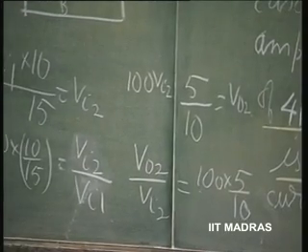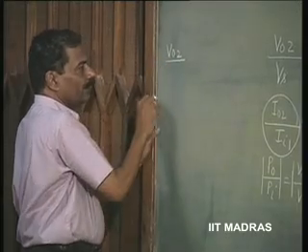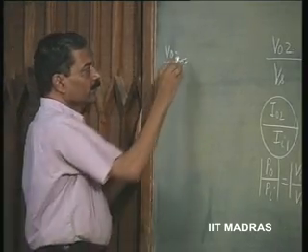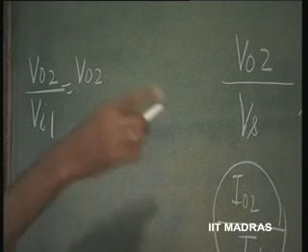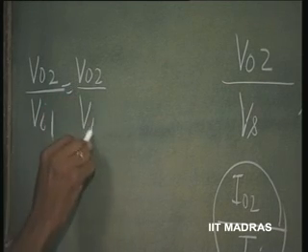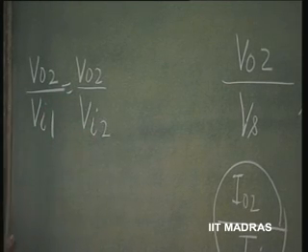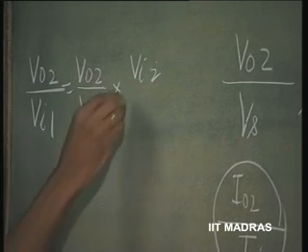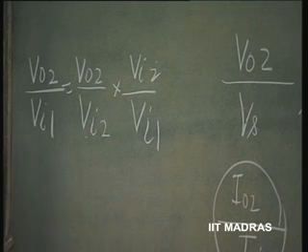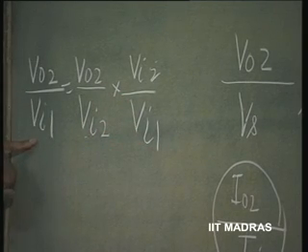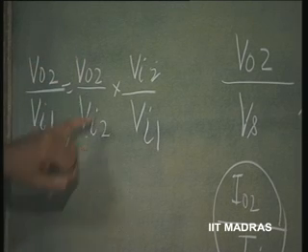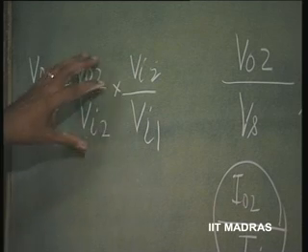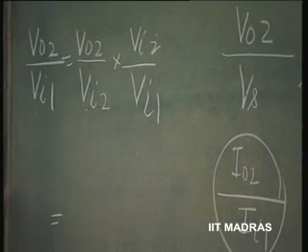We want V naught 2 divided by V I 1 as the gain, which can be written as V naught 2, that is the final thing, divided by V I 2, into V I 2. So, V I 2 gets cancelled, divided by V I 1. Is this clear? V naught 2 by V I 1 can be written as V naught 2 by V I 2 into V I 2 by V I 1 mathematically. So, this is simply multiplication of these two factors, which we have already evaluated.